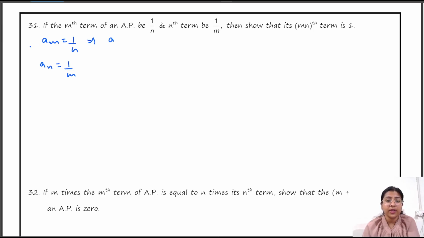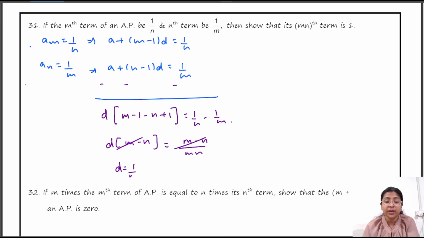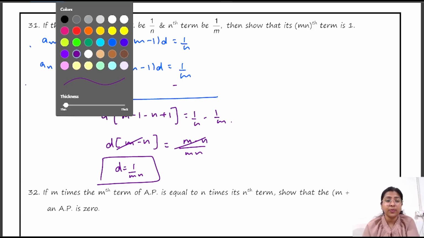From here we can write A plus m minus 1 into D is equal to 1 upon n. This implies A plus n minus 1 into D is equal to 1 upon m. Subtract these two equations. If you subtract these two equations, the sign changes, and A will be cancelled by A. We can take D common. Inside the bracket we will have m minus 1 minus n plus 1 is equal to 1 upon n minus 1 upon m. Okay, 1 is cancelled by 1. So D into m minus n is equal to m minus n upon mn, taking LCM. Okay, m minus n cancelled by m minus n, so the value of D is 1 upon mn.